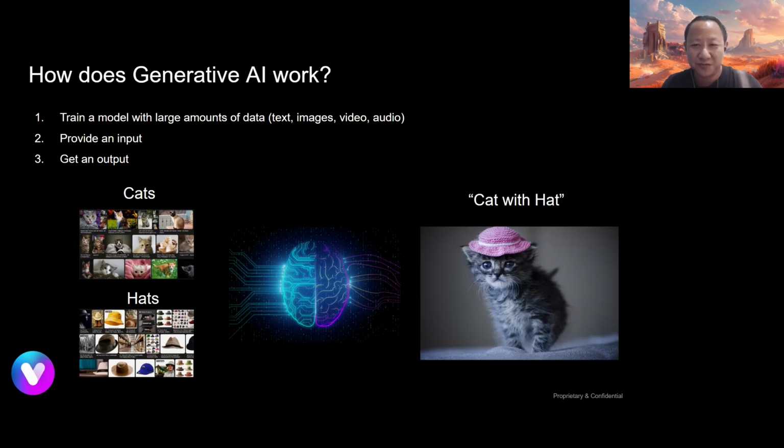Okay, so we've talked about this in the first slide, where we went through how generative AI works. Basically, you train a model, or the brain, with large amounts of data. The data could be text, videos, images, or audio, and you provide it. After the training is done, you provide it with an input, and you can get output from it. Right, so every model is different.